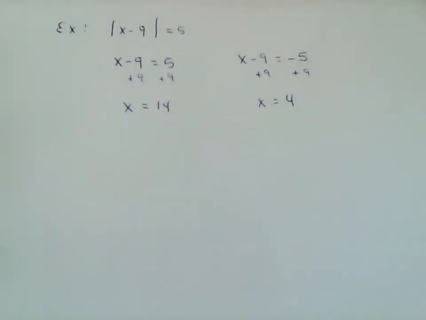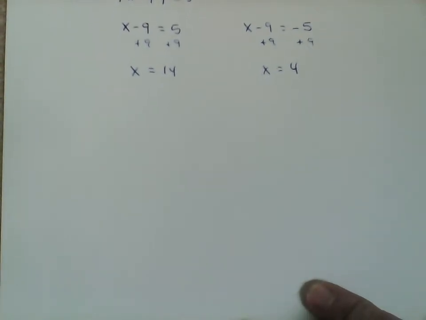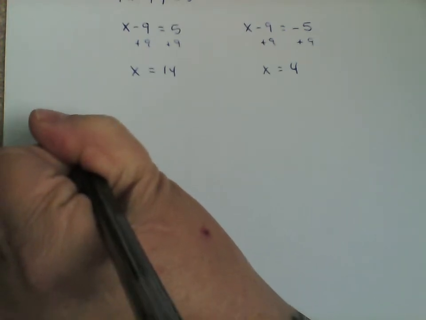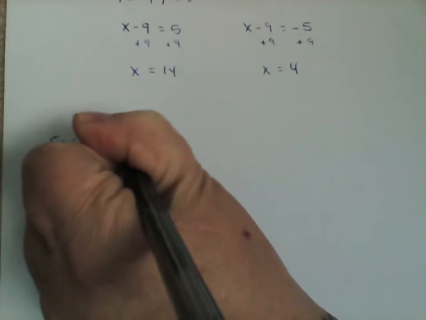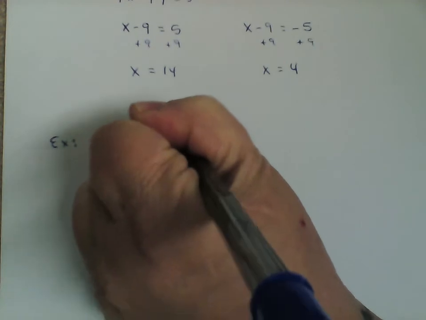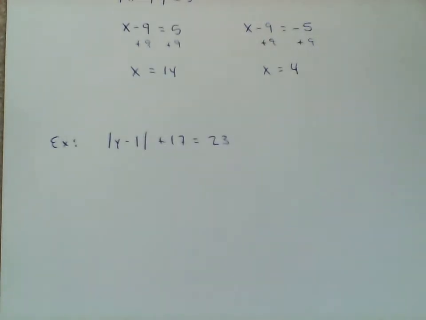Right? Now this is a simple example, and so we're going to get a little bit more complex in our examples, and do a few that actually have to have some stuff done to them, right? So go with example number 2, and we've got, say, the absolute value of y minus 1 plus 17 equals 23. Now this isn't super complex.